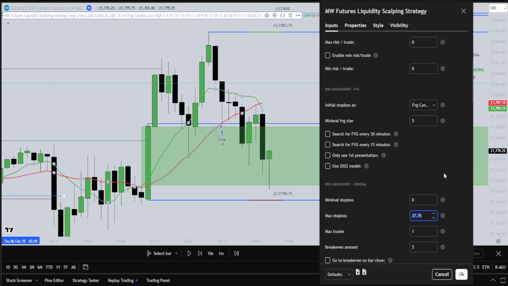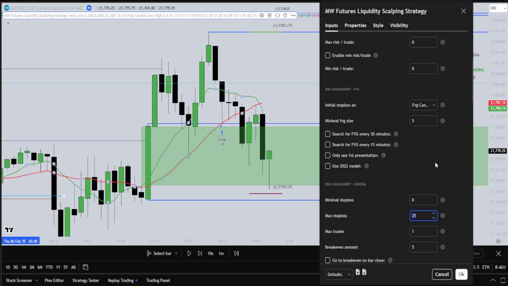If we had changed our max stop loss to, for example, 25, you will see that it will be put over here, because what does this max stop loss setting do? It makes sure that the stop loss is never greater than the number you put in here.